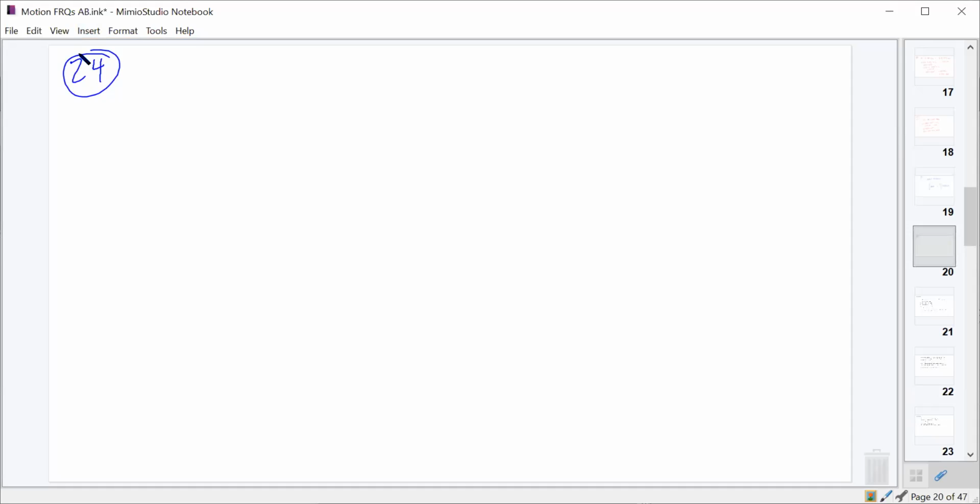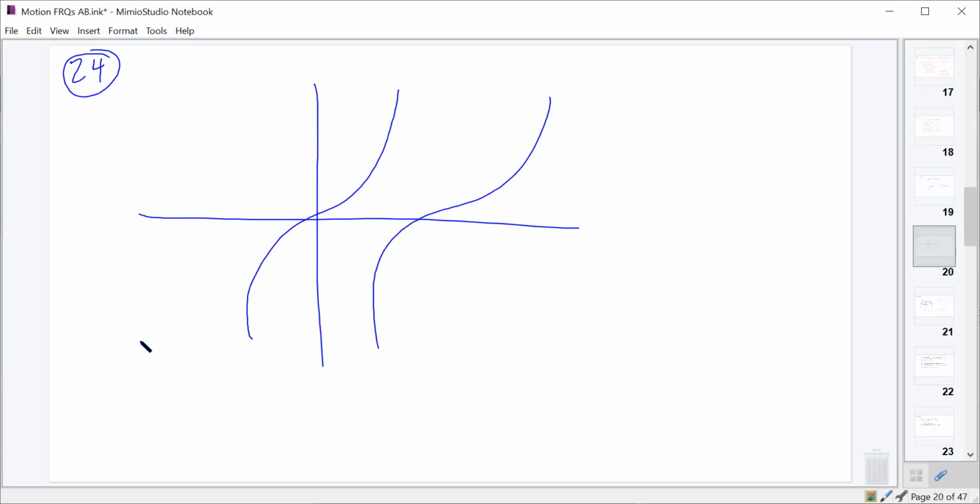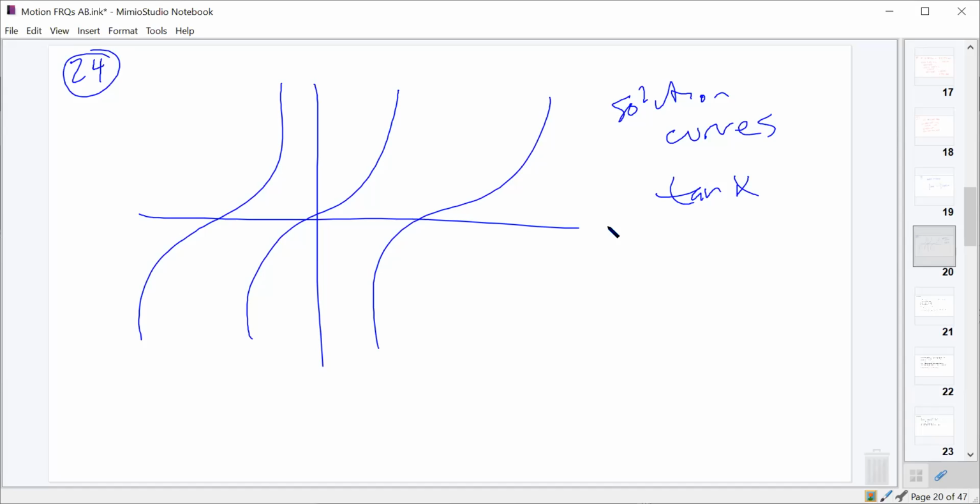Okay, so if you're looking at that slope field, it looks like a bunch of tangents that we've drawn, right? These are our solution curves, appear to be tangent functions. And solution curves are tangent x. And so we need to figure out which of these things represents a derivative that is tangent of x.